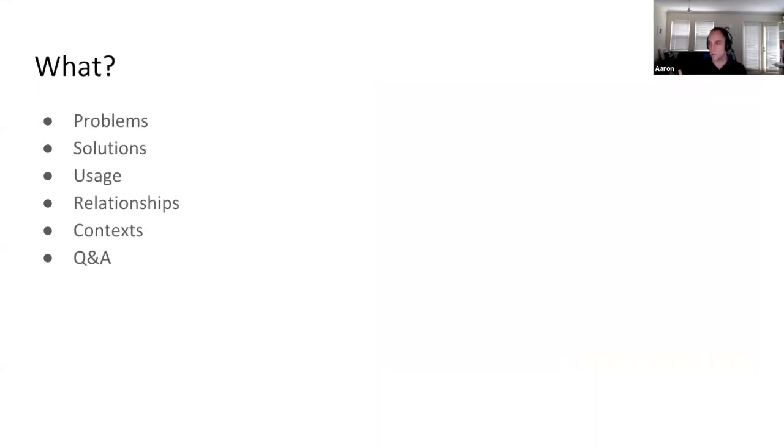Let's talk about what we're going to talk about today. We're going to look at some of the problems with not using an ORM. We're going to look at some of the solutions around that, including SQLBoiler. We're going to look at usage of SQLBoiler, relationships, which is a big part of what we do in SQLBoiler. We're going to look at some cool stuff that you can do with contexts, as requested by Clint, and have some Q&A at the end.